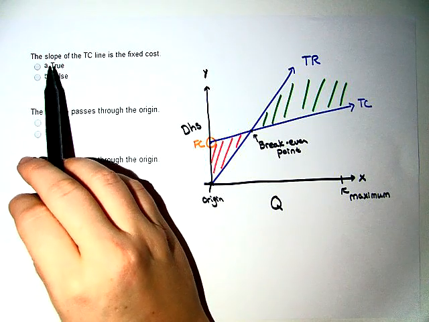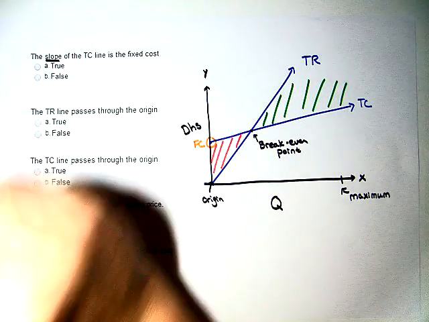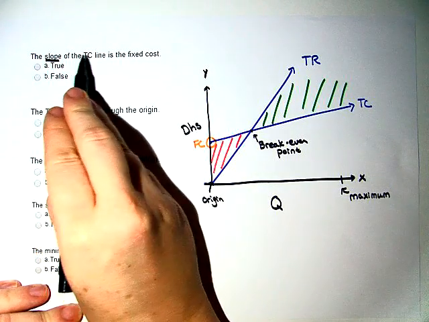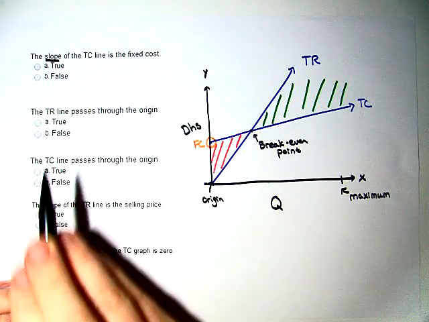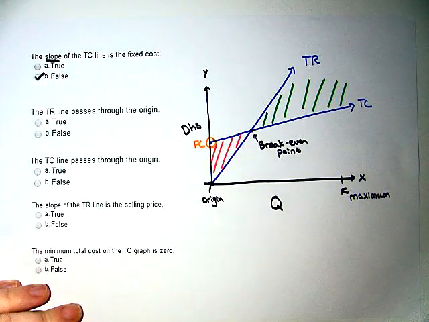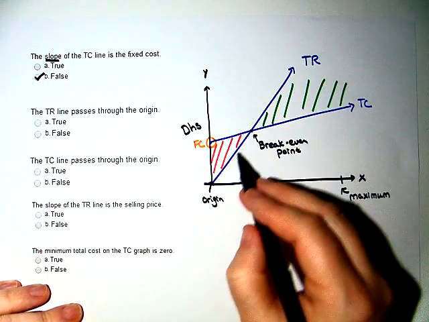The slope of the total cost line. Now remember, slope is the amount of change or the angle on the graph. The slope of the total cost line is the fixed cost. No, the fixed cost is only one cost that you accrue. So that is false.